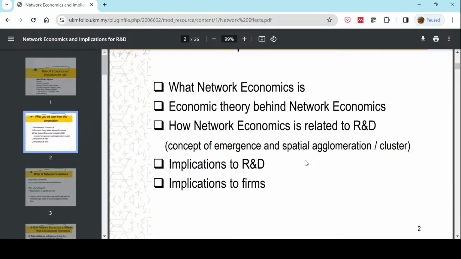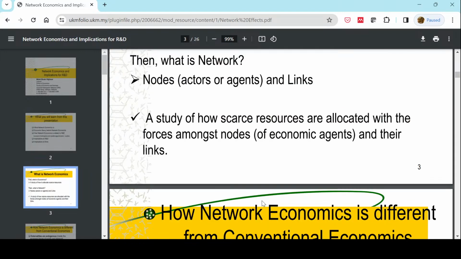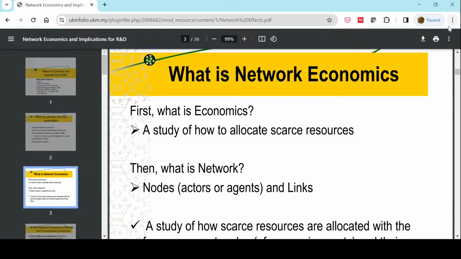The efficiency and the saving of cost, higher revenue, higher profits because of being clustered together in one geographic location. That's agglomeration. And then we want to apply this, so the implications to R&D and implications to the firm. So first is, what is network economics?